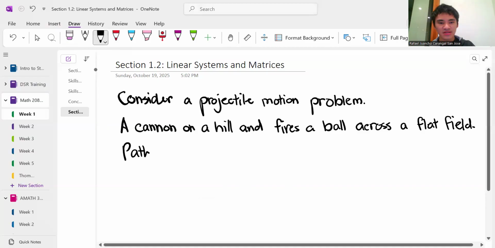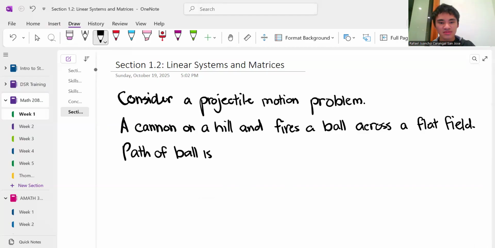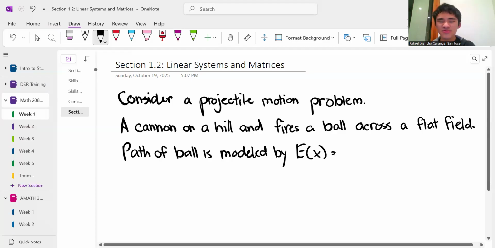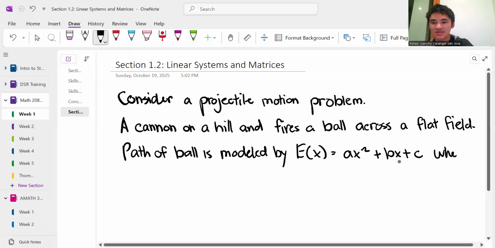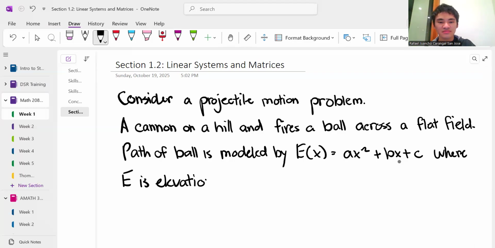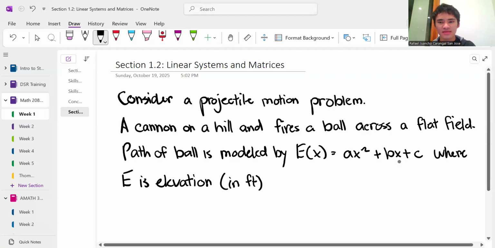So let's just say the path of the ball is modeled by, and let's just write that. So it's e of x. I wonder what e means actually. Textbook just tells me what to write. Here we see a typical quadratic function. Oh, here it says what e is. So where e is elevation. So basically, pretty sure that's the height of the ball, right? And that's in feet over position x.